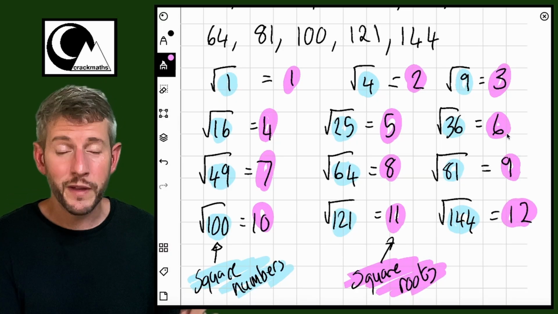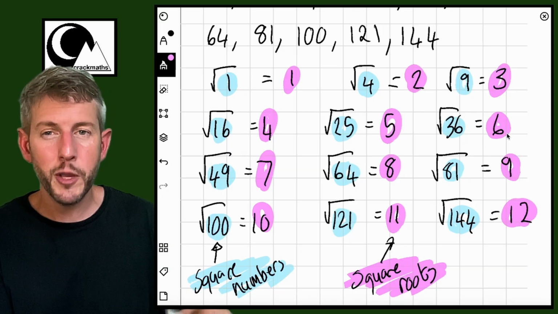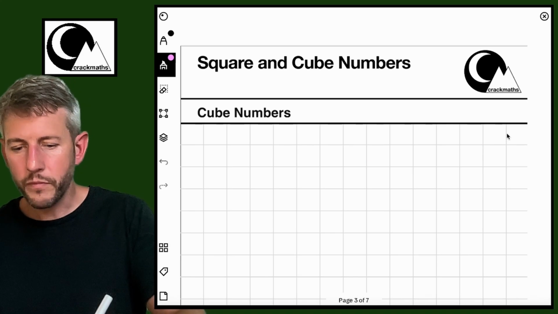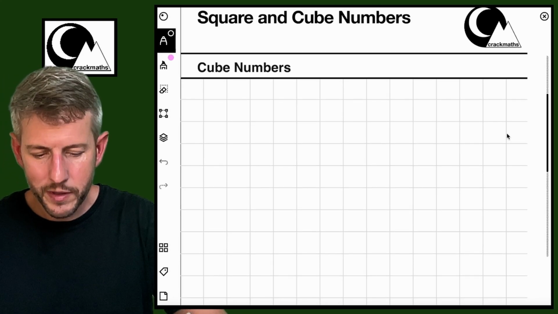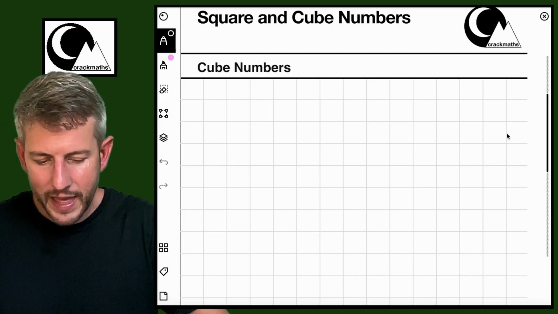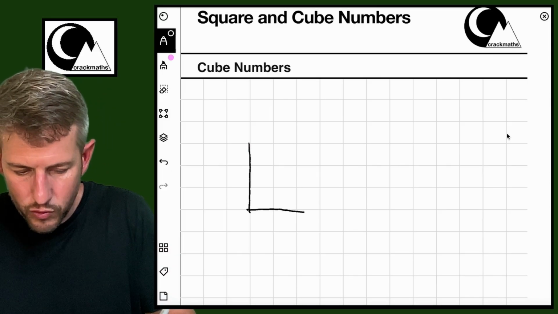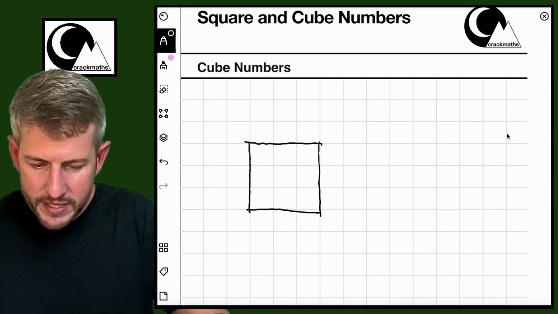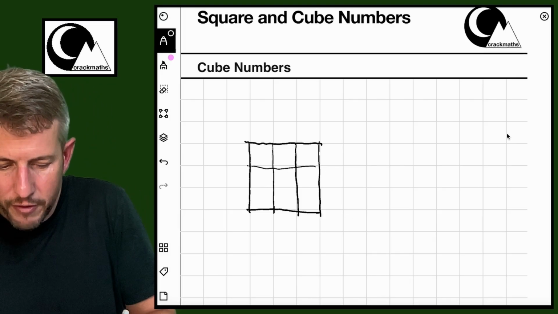Right, so moving on from that, let's take a look at cube numbers and cube roots. A cube number comes from the idea of a cube. So let's say I had a cube here. I'm going to draw it using these 3 squares at the front. So if I've got 3 squares here, this is going to be a 3 by 3 cube. This is my front.